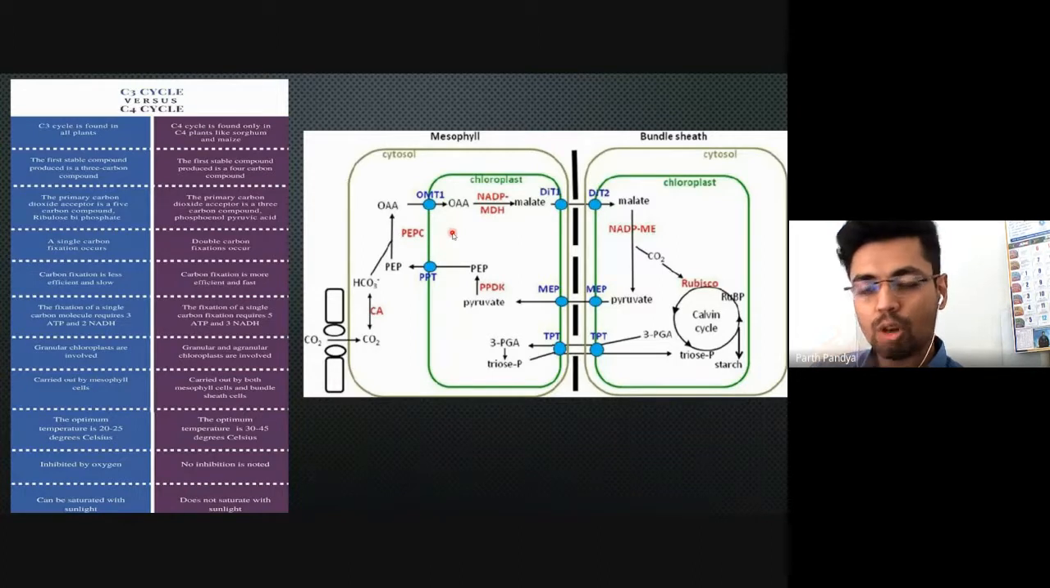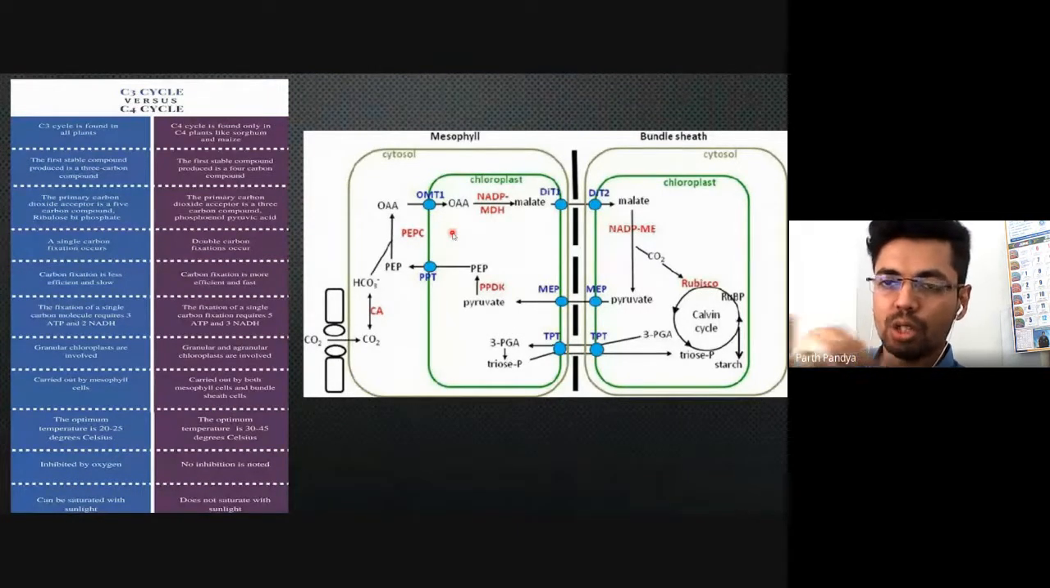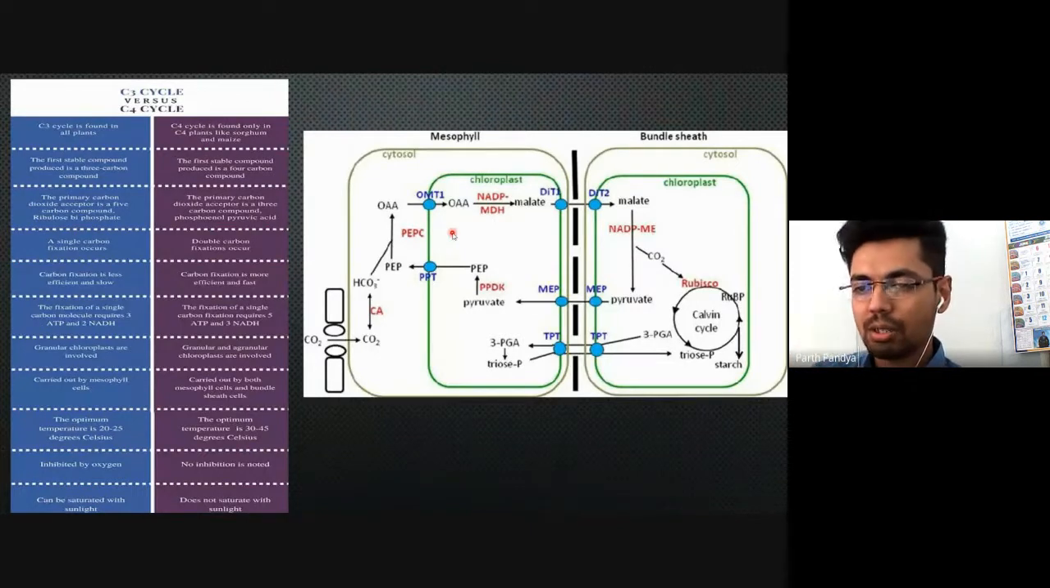The commonest questions given in CSIR NET as well as in GATE and so on: where does this particular reaction occur? Whether it's in the mesophyll or the bundle sheath cell. Likewise, for each and every molecule, pyruvate is found in the mesophyll cells or in the bundle sheath cells. Likewise, where is phosphoenol pyruvate found? Similar questions are very well asked as 2-mark questions in the CSIR NET.